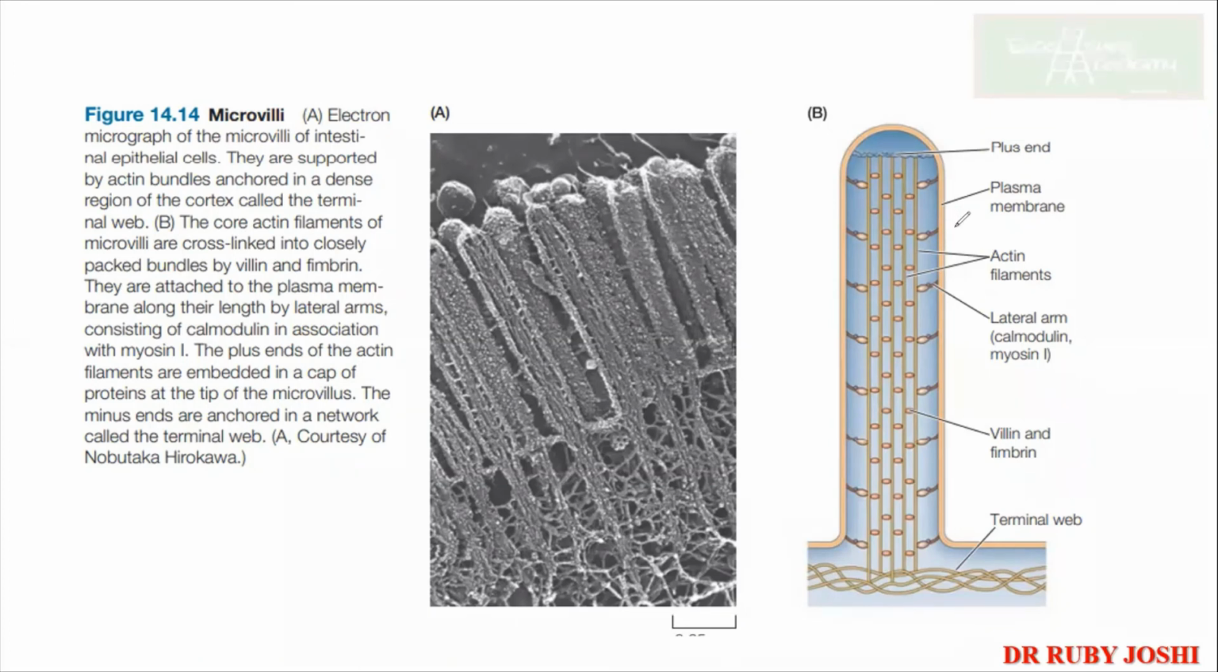Okay. So see the connections between the actin filaments and the plasma membrane. It is because of the calmodulin and myosin 1. What is calmodulin? It is your calcium binding protein. Okay, please remember. And myosin 1. What is myosin? Myosin is your actin filament ka motor protein.